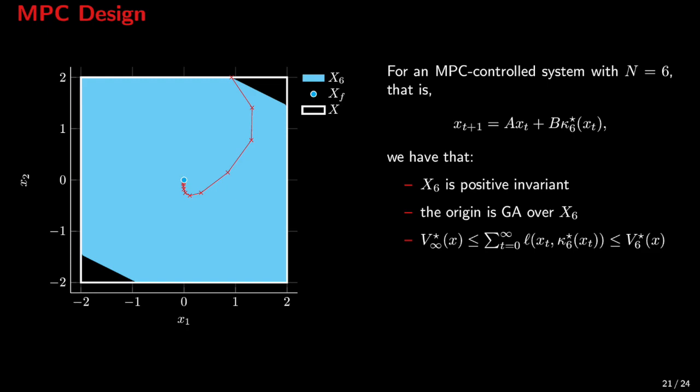And we have that x6 is positive invariant. We have this from the attractivity theorem. We have that the origin is globally attractive over x6, and we also have the performance bound: v infinity star is bounded above by the infinite horizon cost function using the finite horizon controller kappa 6 star, and this is again bounded above by v6 star of x. And you see here the red line, we have started from a corner point, an extreme point of x6, and step by step we converge gradually to the origin.